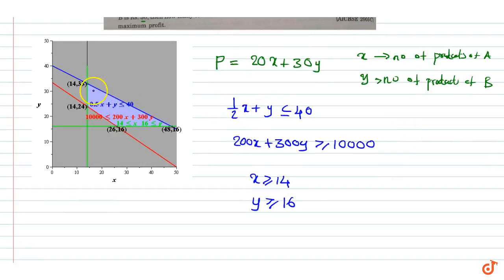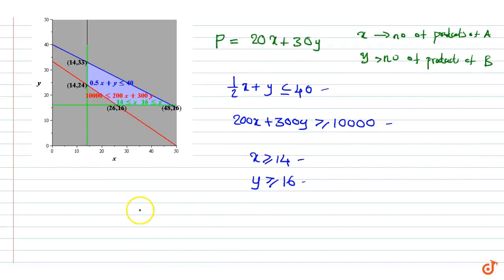The constraints are plotted on a coordinate system. The blue line represents this equation and the red line represents this equation. And the green line represents this constraint, this equation, y is equal to 16 and x is equal to 14. So the intersection points are (14, 33), (14, 24) and (26, 16), (48, 16).